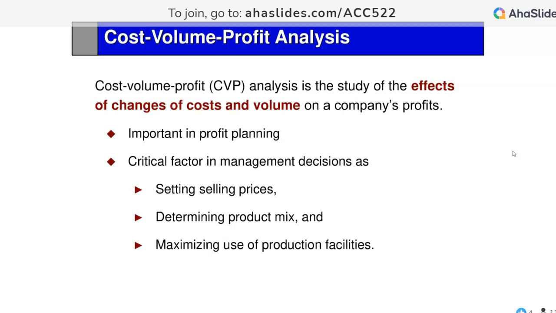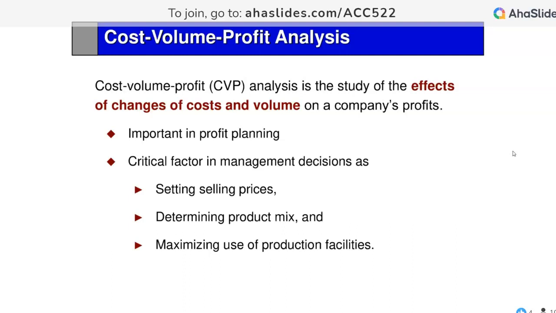We know the relationship between sales and variable costs and fixed costs. Setting our selling price will determine what our contribution margin is. If I have more than one product, which product do I produce? If I have a choice between one or the other, therefore you can determine what the ideal product mix should be for a company by understanding that the contribution margin per unit of each product is different. And it also helps us maximize the use of production facilities.